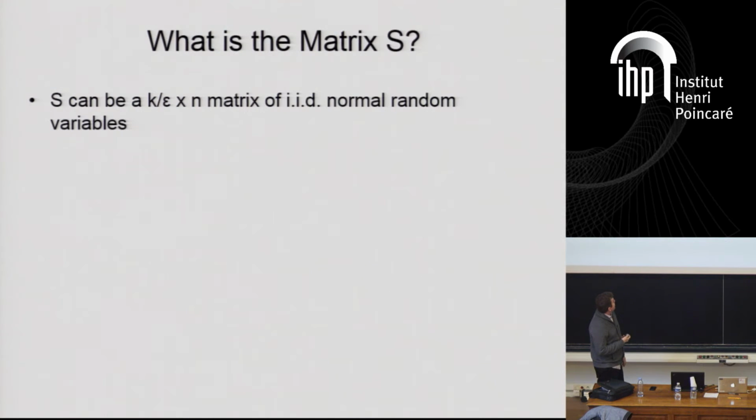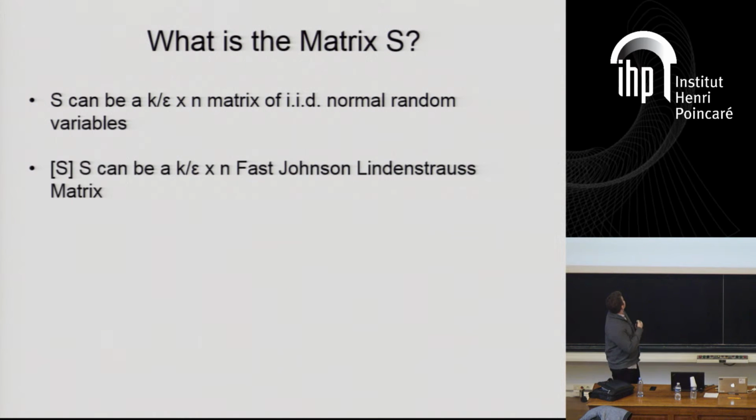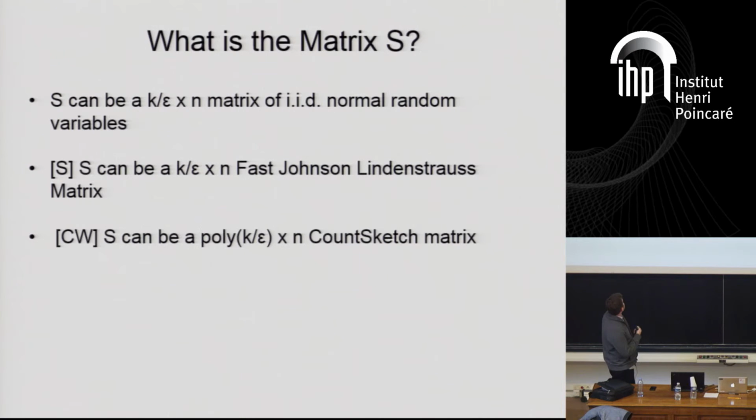Okay, and just like before, there are many options for choosing this random matrix S. You can choose it to be a matrix of IID normal random variables, but then computing S times A is slow. You can use a fast Johnson-Lindenstrauss transform, again with k over epsilon rows. It's optimal in the matrix dimensions, but to get nnz(A) time, you can use a count sketch matrix with a slightly larger number of rows. Instead of k over epsilon, it's roughly k squared plus k over epsilon squared.